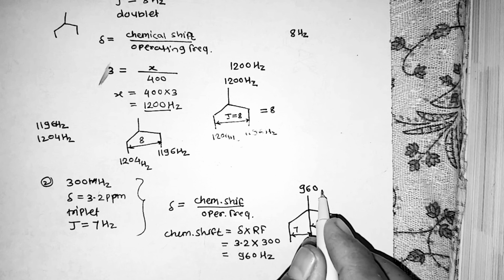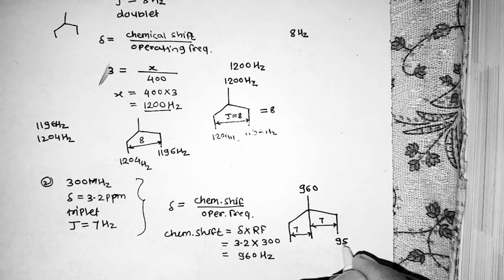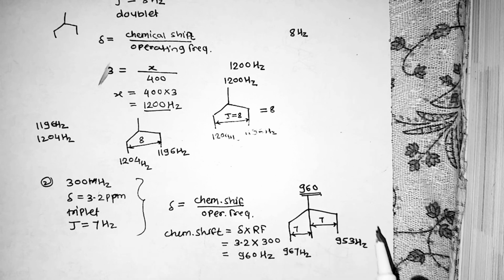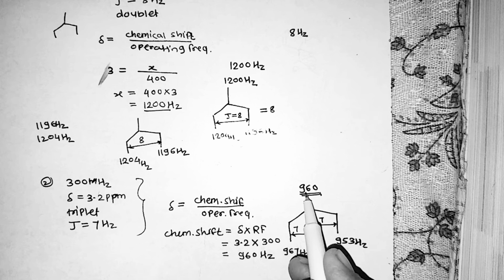So 960 minus 7 is 953 hertz, and 960 plus 7 is 967 hertz, and the central line is already at 960 hertz. Sometimes questions ask like this: determine the position of each line. So always remember, the central line is at 960, then you have to move 7 hertz right hand side and 7 hertz left hand side if the coupling constant is given.